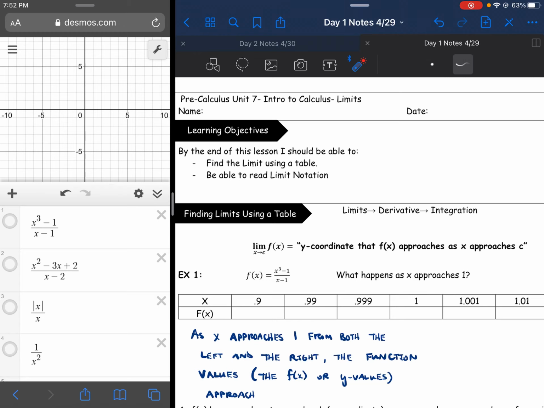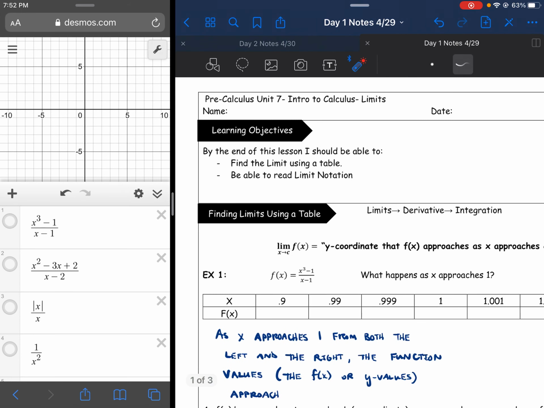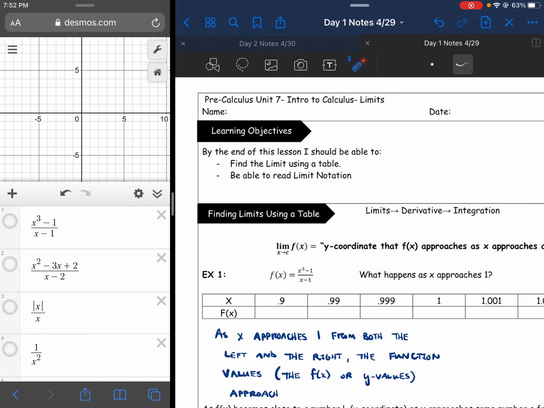Okay, so let's do this through a table. And the first thing that I want to do is use a table to figure out, well, what happens at that specific value? What happens with this function f of x at 1 specifically, because we're concerned with what happens as x approaches 1. Well, let's look and see what happens first when x is equal to 1.